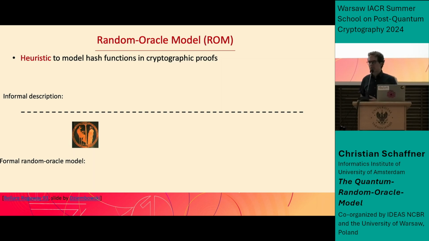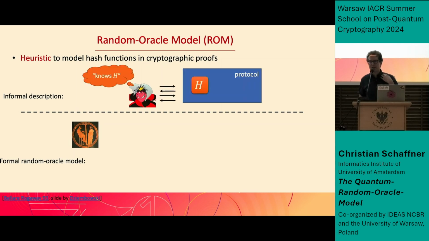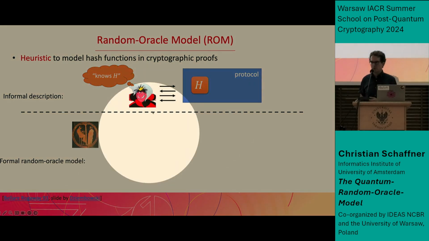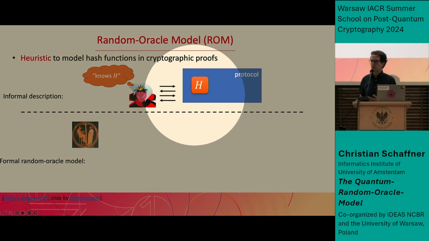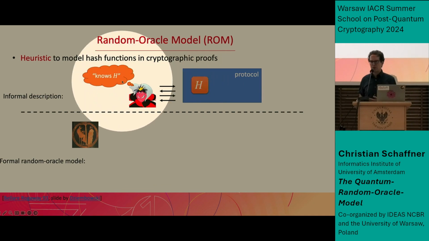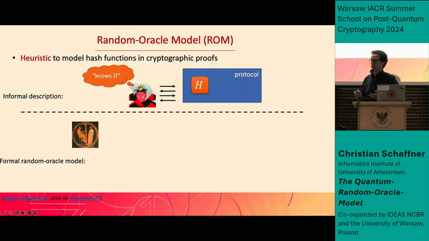So the random oracle model is a heuristic. It's a model where we model hash functions in cryptographic proofs. Informally, and we've seen these schemes, like for instance this hash and sign, that's what we call the protocol, which uses a hash function internally. And then we have an attacker that interacts with this protocol, and the attacker simply knows H. He knows what kind of hash functions are used in there. So this is what happens in the real world.